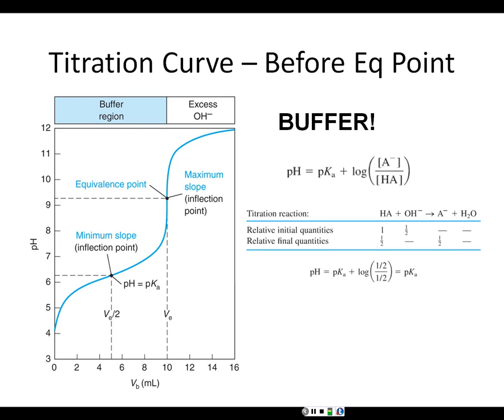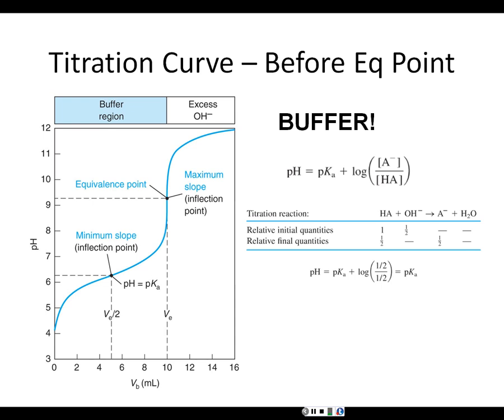There is a specific case where we're at half of the equivalence point, where I've exactly added half of the strong base that I need to get to the equivalence point. So I've reacted exactly half of my weak acid. I've generated half of the conjugate base. So I have equal amounts now of conjugate acid, conjugate base.